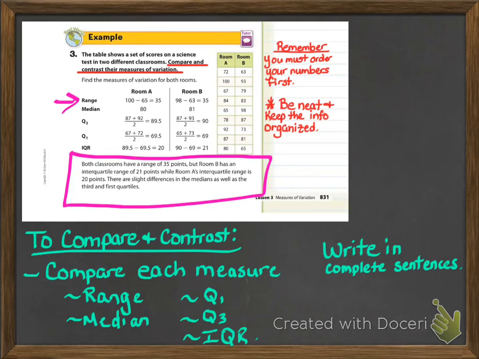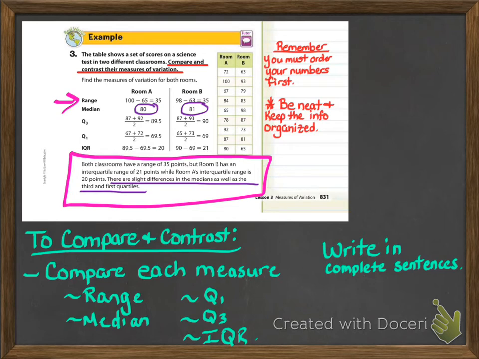Now they were a little bit more general about the medians and the first and third quartiles. And that's the sentence over here that I'm underlining. So they basically said that there were slight differences in the medians as well as the third and first quartiles. Look at your slight differences. I'm going to circle them. So for the median, room A's median was 80, room B's is 81. It was kind of a slight difference. It was a difference of 1. I personally would have said room A has a median of 80, room B has a median of 81.